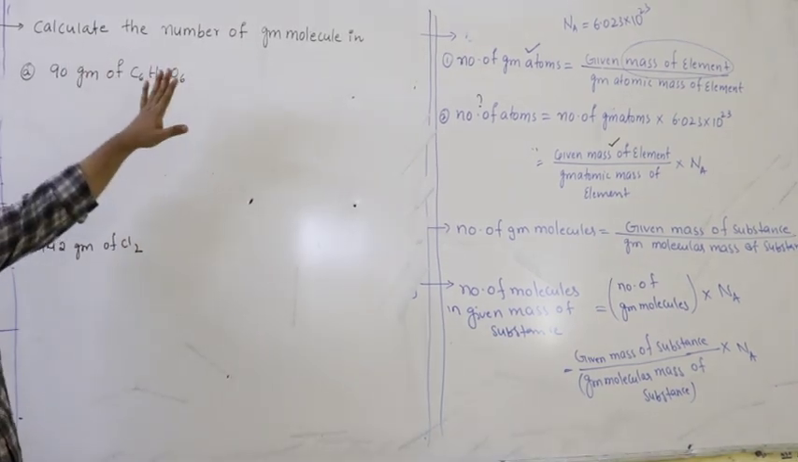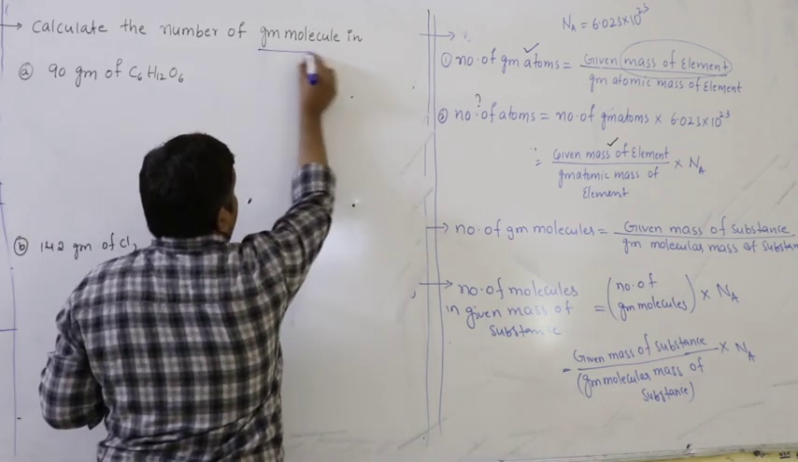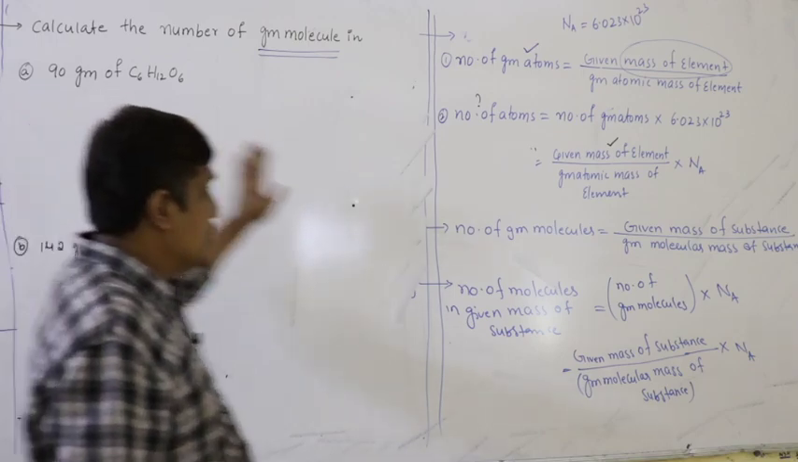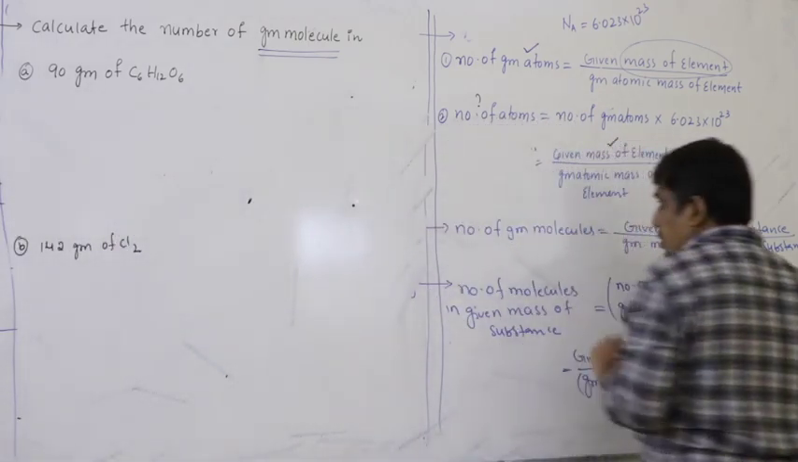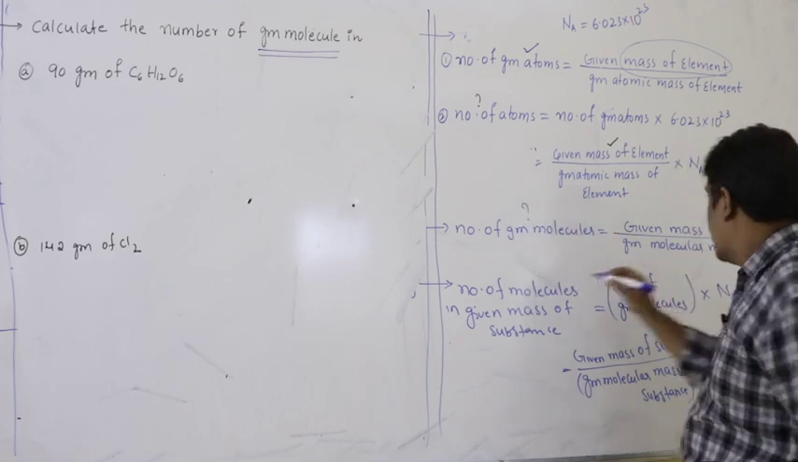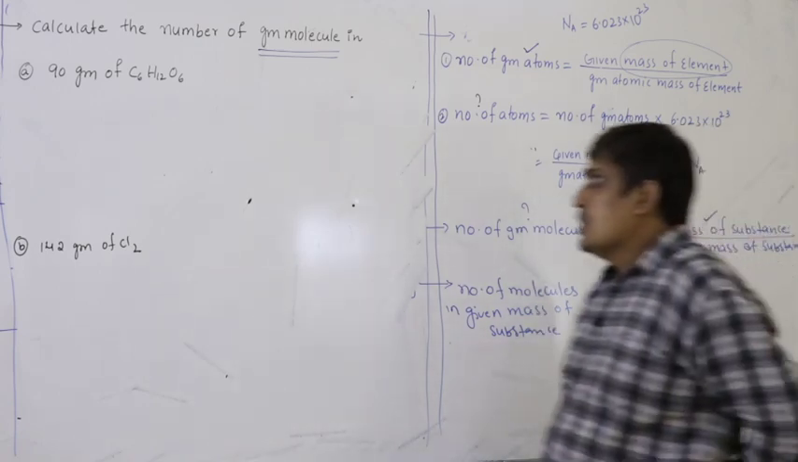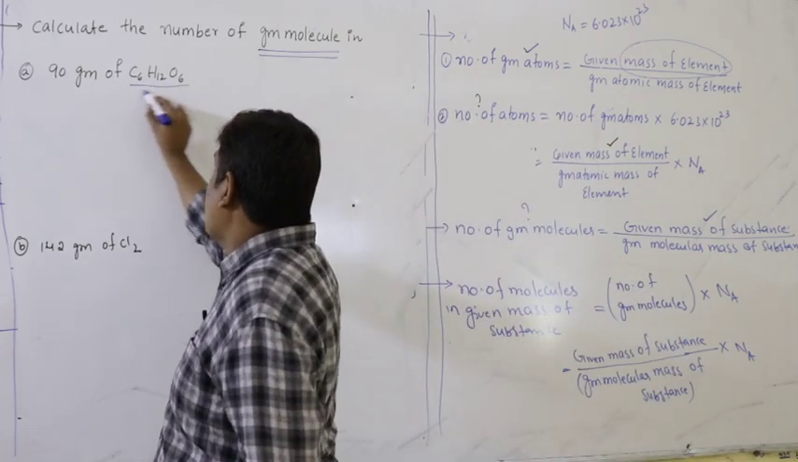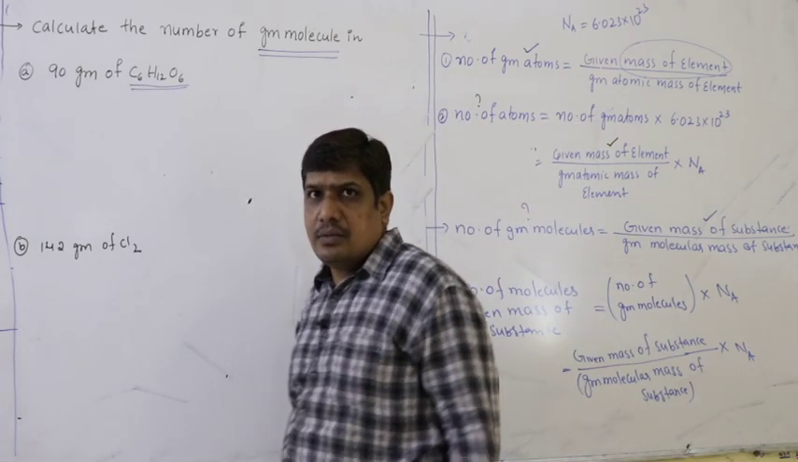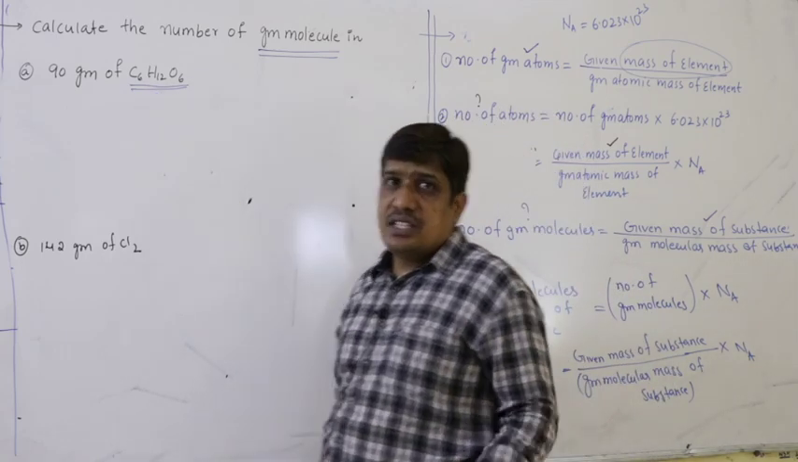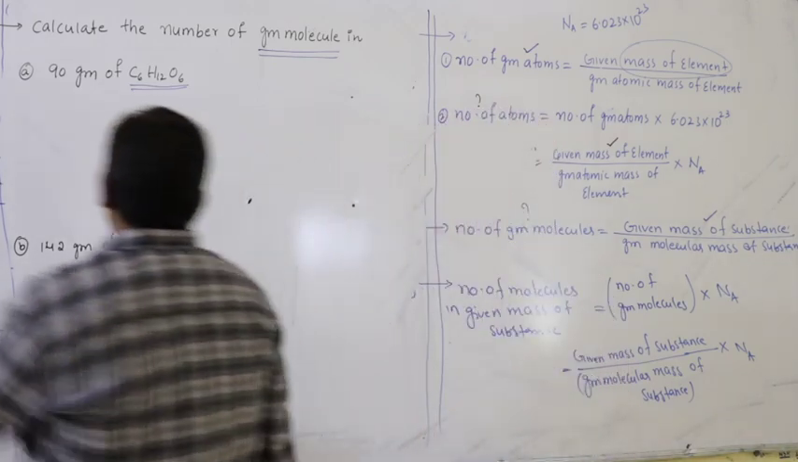Calculate the number of gram molecules. See here, gram molecules, and mass is given, 90 grams. So, we are coming to this equation. We have to find the number of gram molecules. Mass of the substance is given. So, since this is given and this we have to find, the leftover is the gram molecular mass of the substance. What is the substance given here? C6H12O6, nothing but glucose or fructose. So, what is the molecular weight of C6H12O6? Let us first find it.